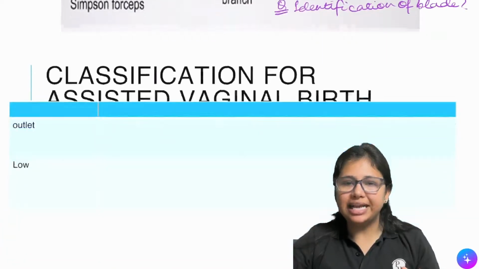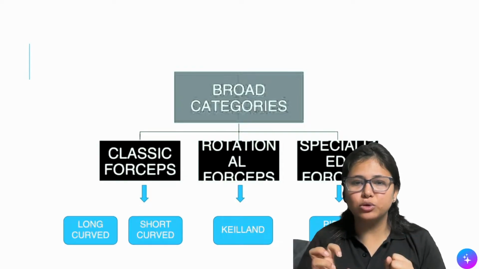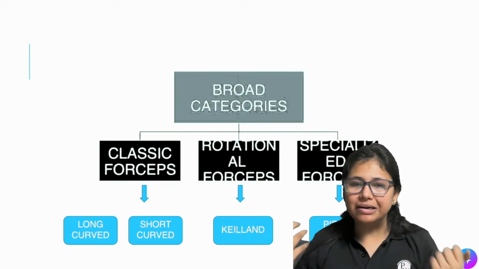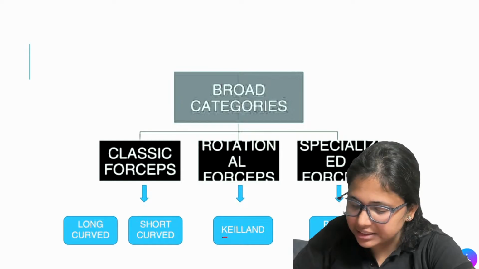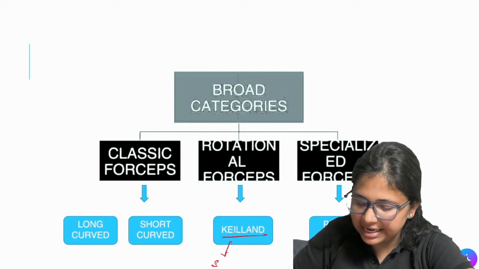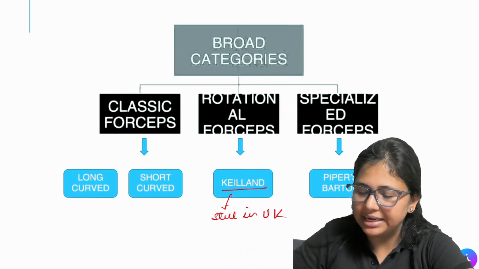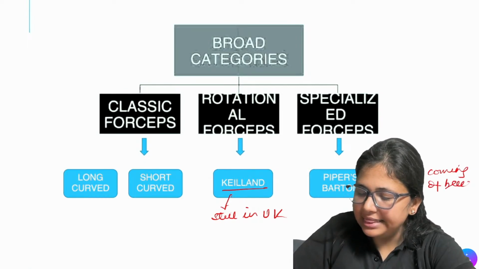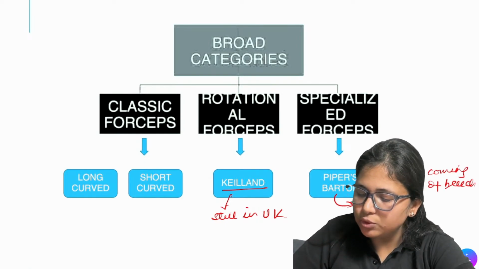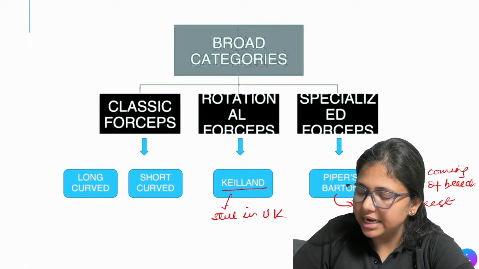So now we have different types of forceps. There are actually many different types of forceps. So there are classic forceps, and there are rotational forceps. I told you the rotation needs to be complete, but earlier we used to use some rotational forceps also, and you just need to know the name. The name is Kielland forceps. This is no longer used in India, but still in the United Kingdom they're still using it. Right. And there are certain specialized forceps. One is Piper's forceps, which I already told you is used in the aftercoming head of breech. And then there is Barton's forceps, which was used earlier for deep transverse arrest. This is not used anymore.